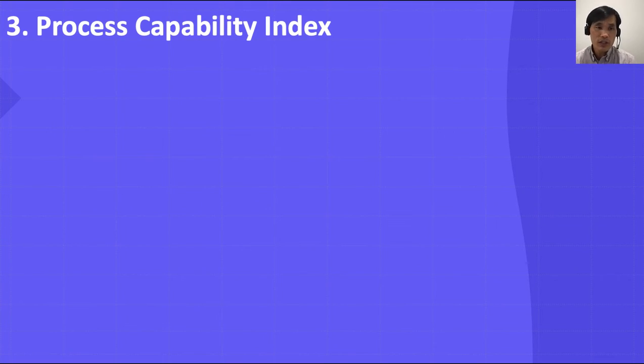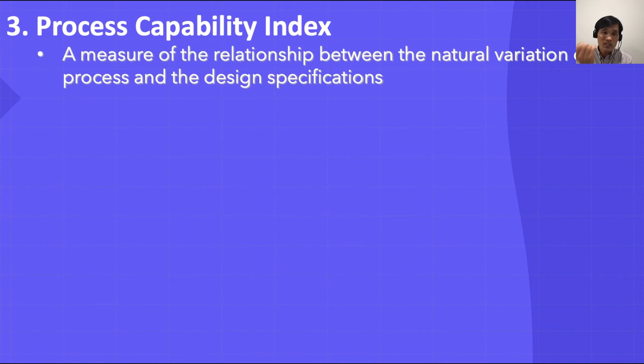Now let's take a look at process capability index. A process in statistical control does not necessarily meet the design specifications. So although it's good to look at the statistical process control chart, it's also good to have one number that tells what this process is about. Is it meeting our expectation or not, right? That one number, what is it?